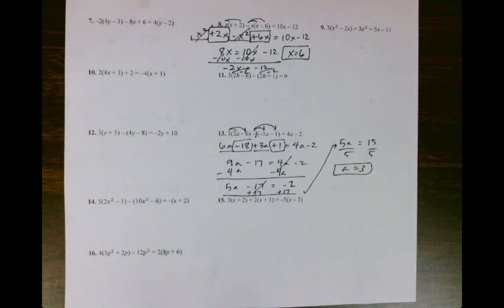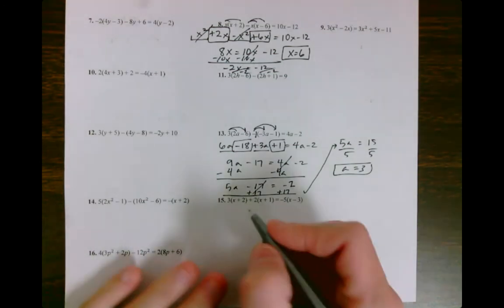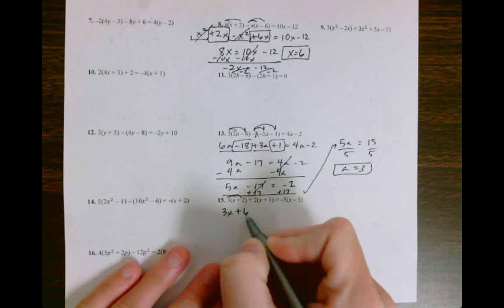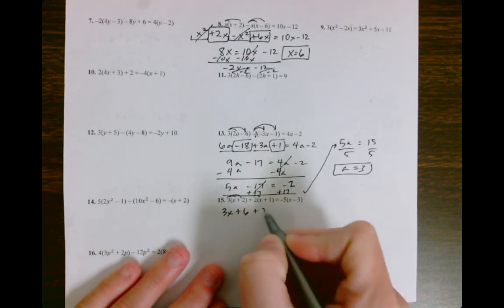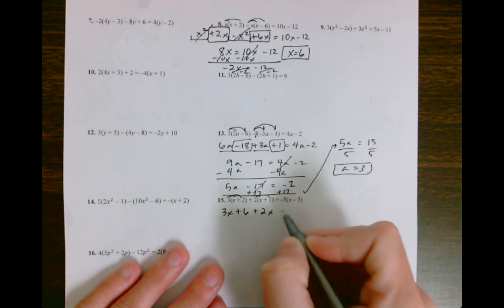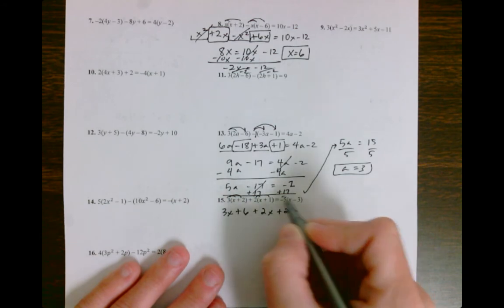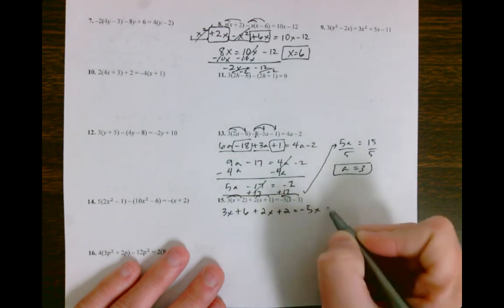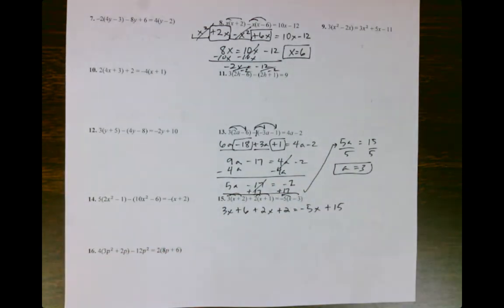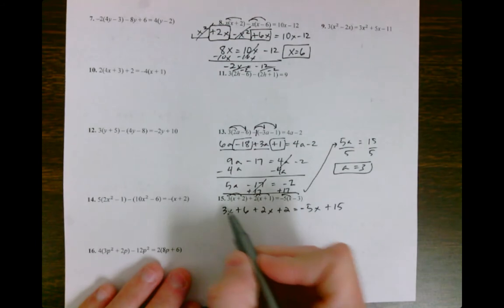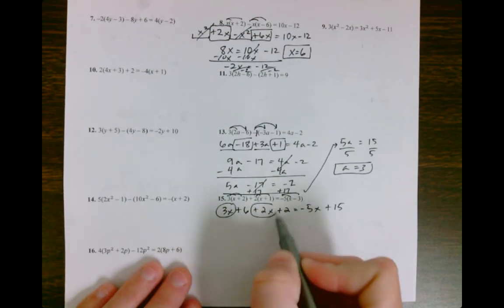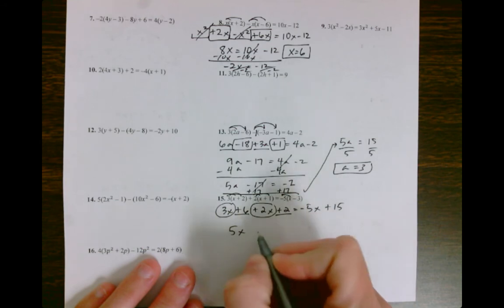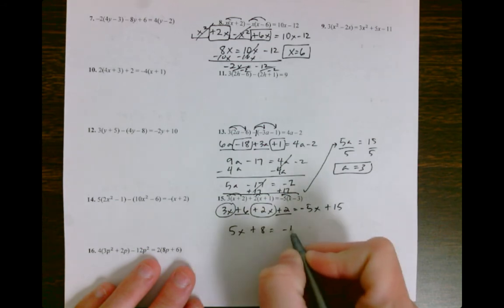And then I'll do 15 quick. So we have 3 times x gives me 3x. 3 times 2 gives me 6. 2 times x gives me 2x. 2 times 1 gives me 2. Negative 5 times x gives me negative 5x. Negative 5 times negative 3 gives me positive 15. Again, combine on left side. So I have positive 3x, positive 2x, gives me 5x. Positive 6, positive 2, gives me 8.